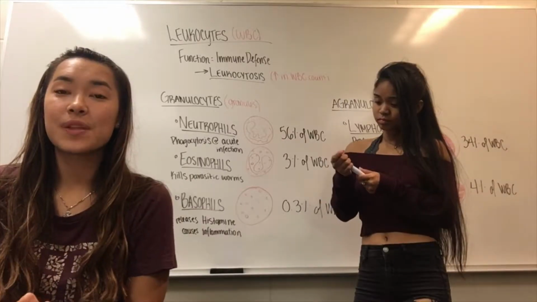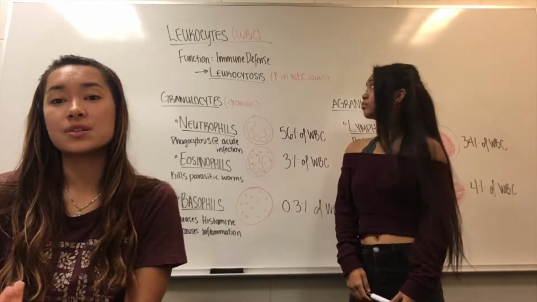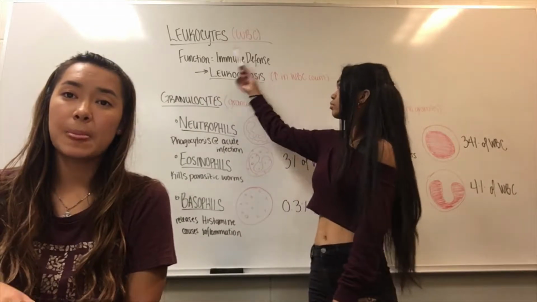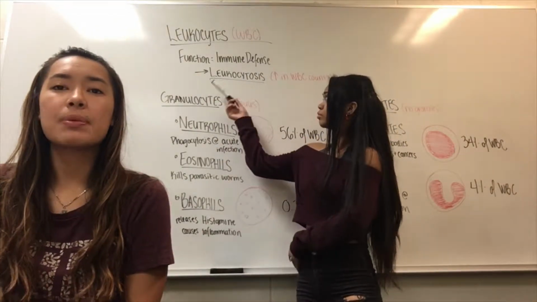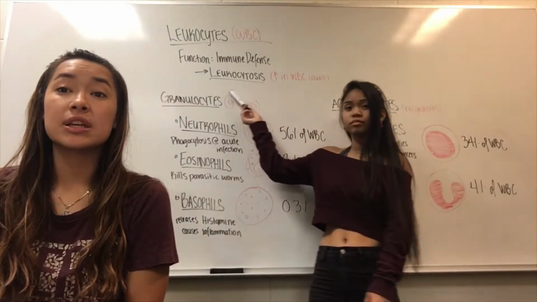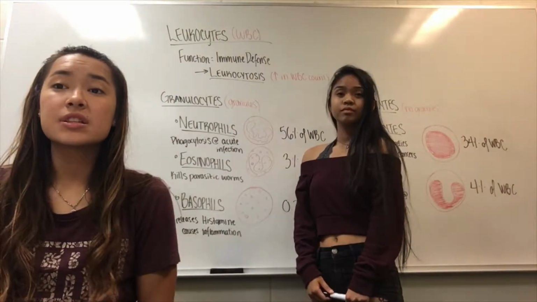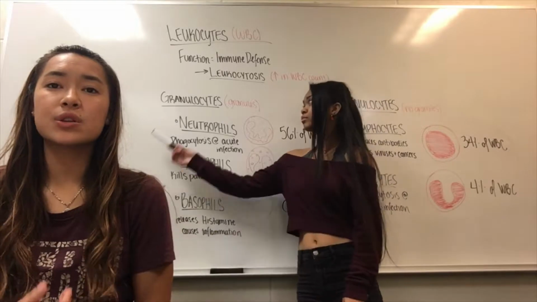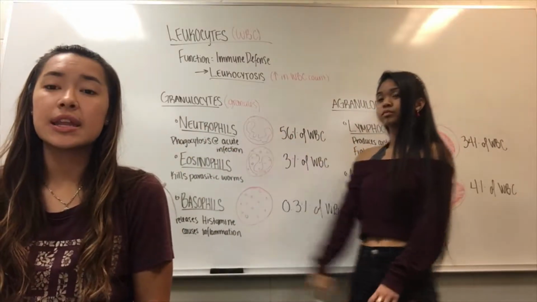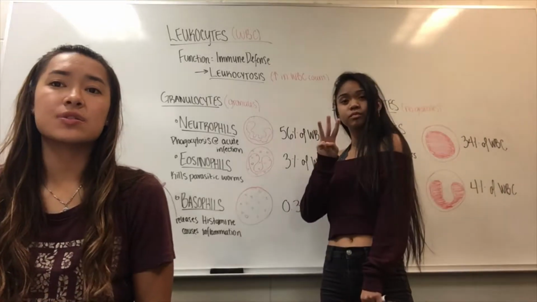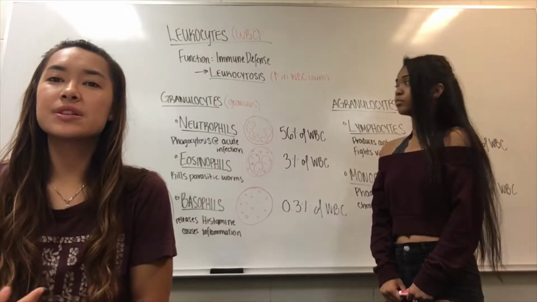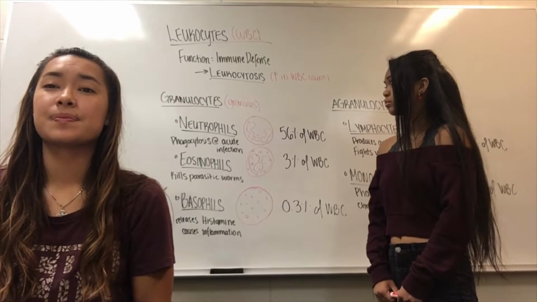The next formed element we are going to talk about is leukocytes, which are white blood cells. They function as an immune defense. When white blood cells are responding to an infection, it is called leukocytosis. There are different categories of white blood cells: granulocytes, which contain granules, and agranulocytes, which don't have any granules. There are three different types of granulocytes.